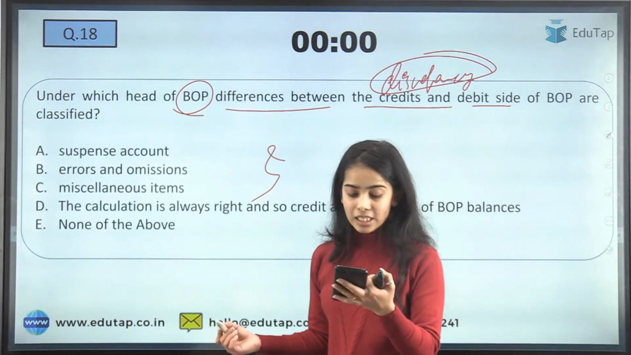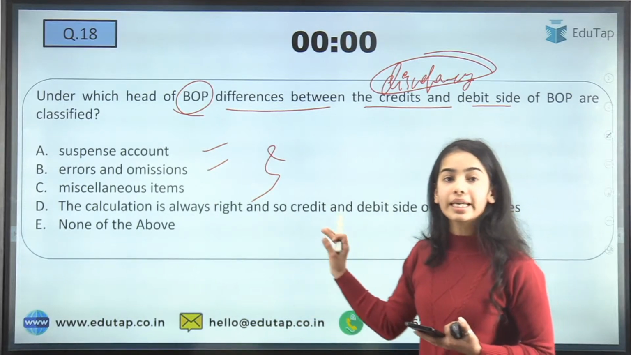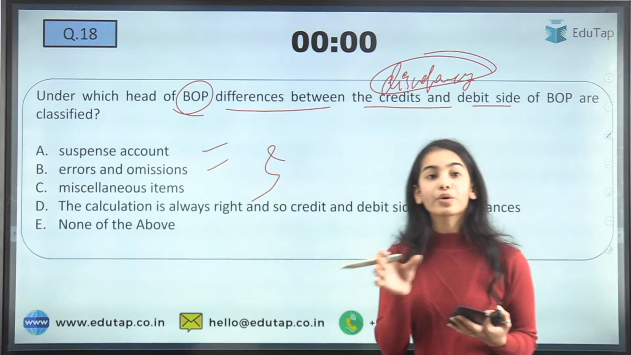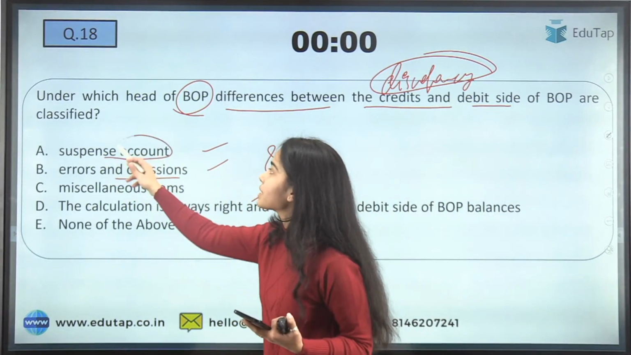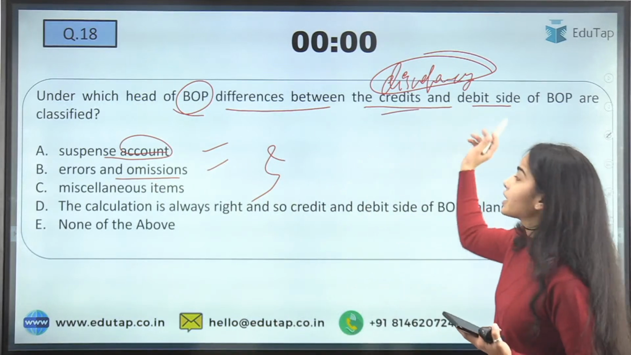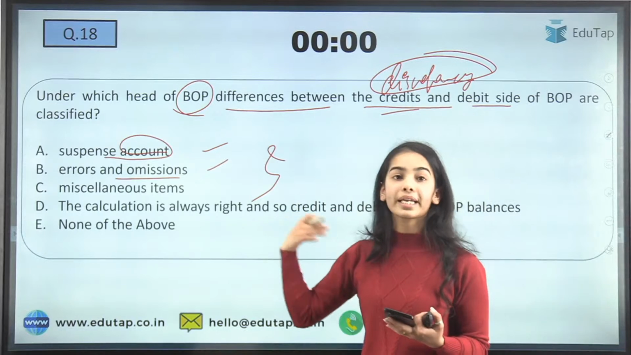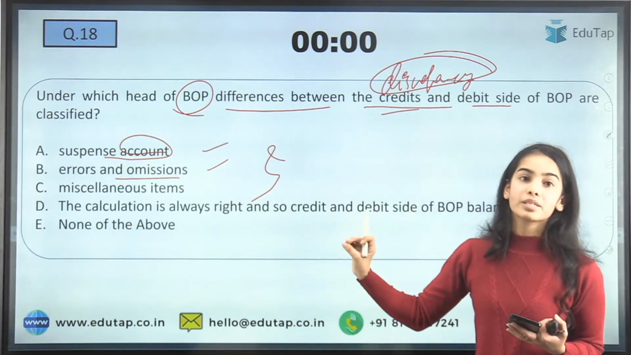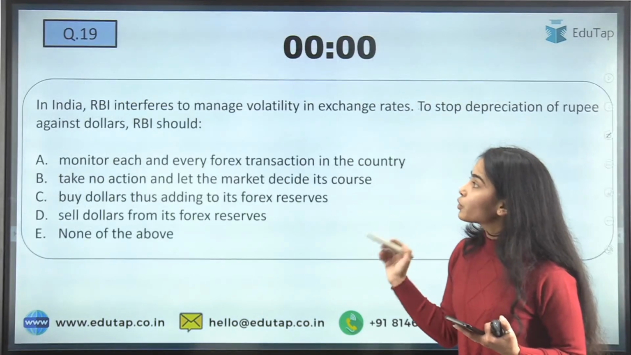Okay, so some are saying suspense and some are saying errors and omissions, and this is an accounting question. It came here by mistake. When we are talking about discrepancy, then it is errors and omissions, but it can also be suspense account where the credits and the debits are not matching. So here we will leave this question. You can get this in the accountancy one. This is related more to accountancy rather than economics. So we move to the next one.